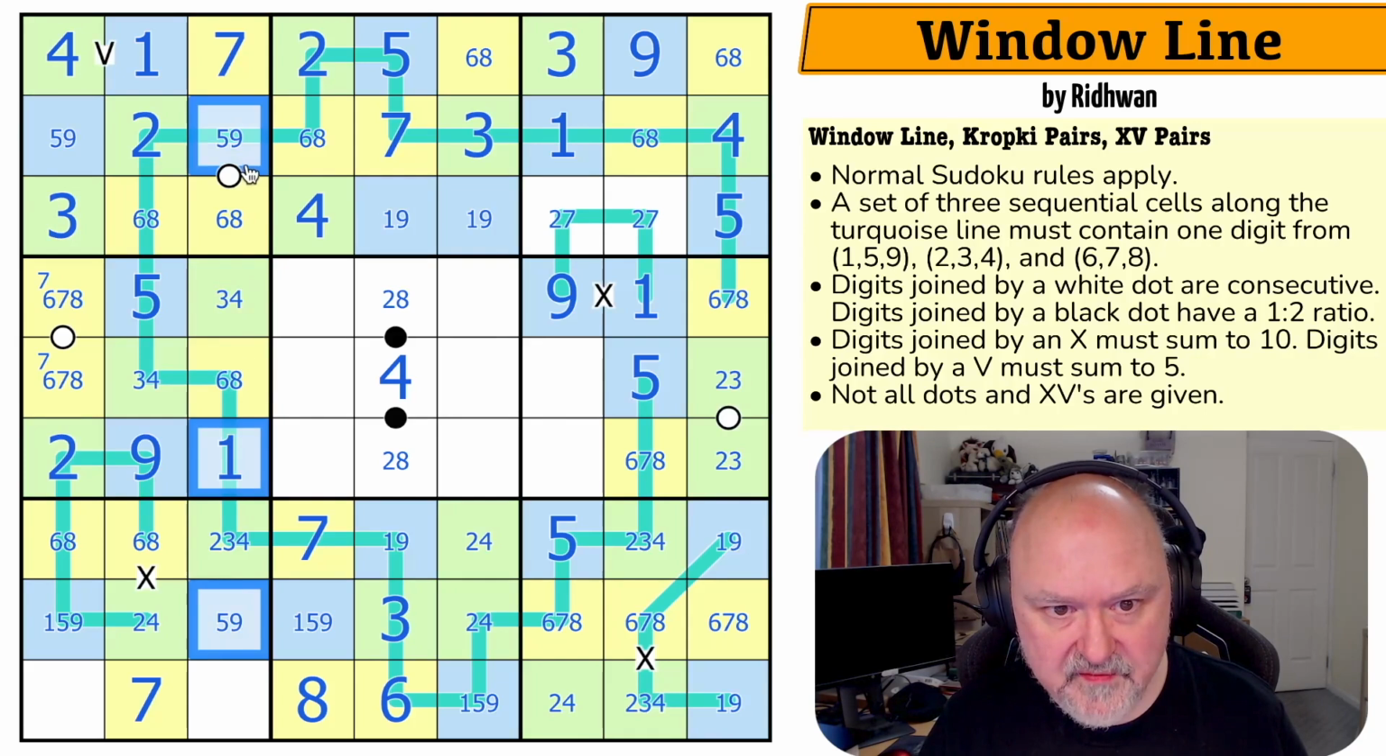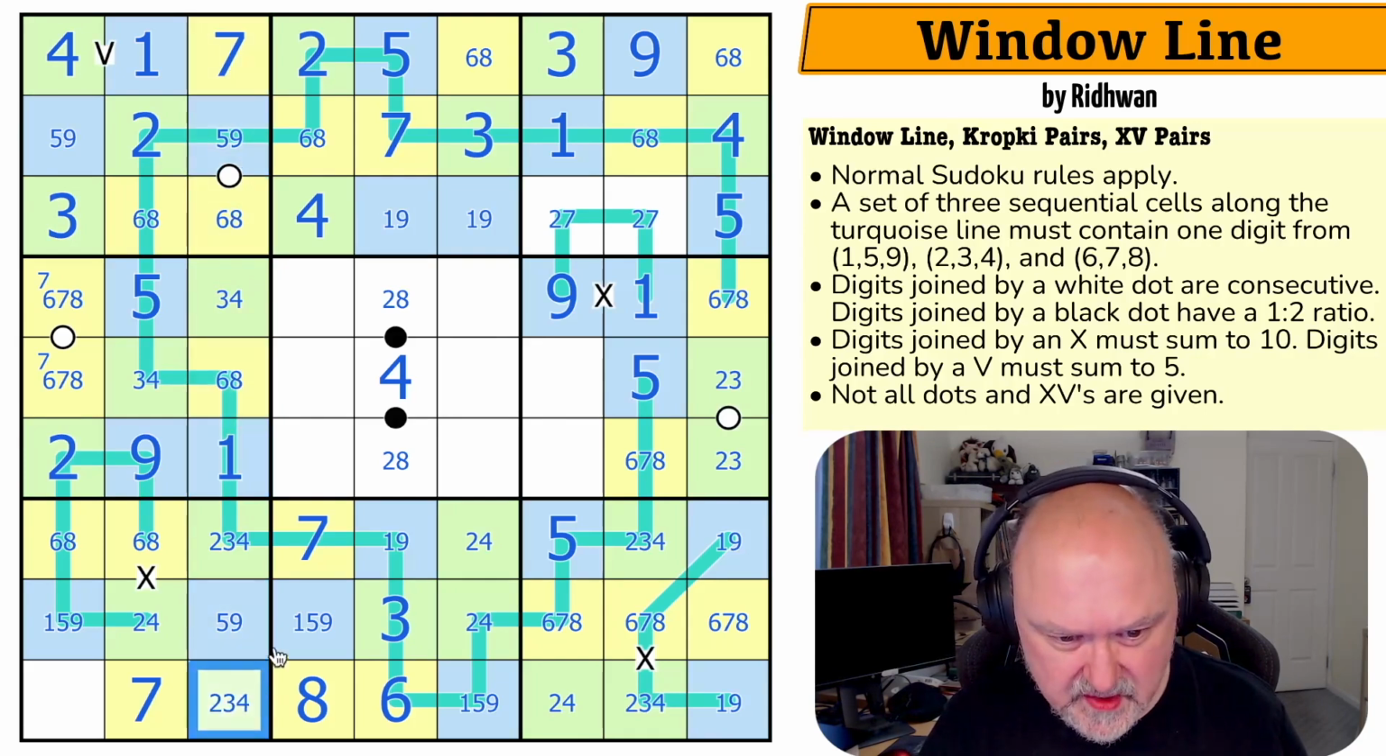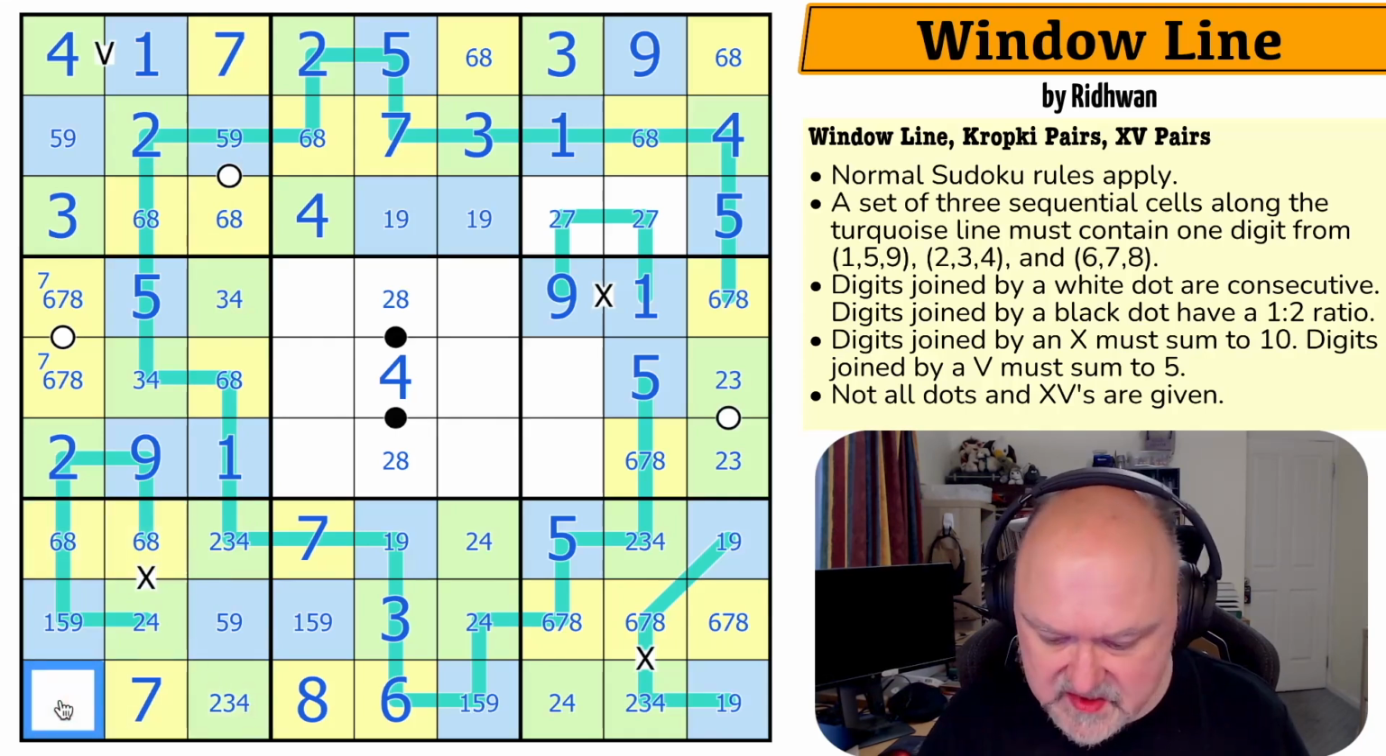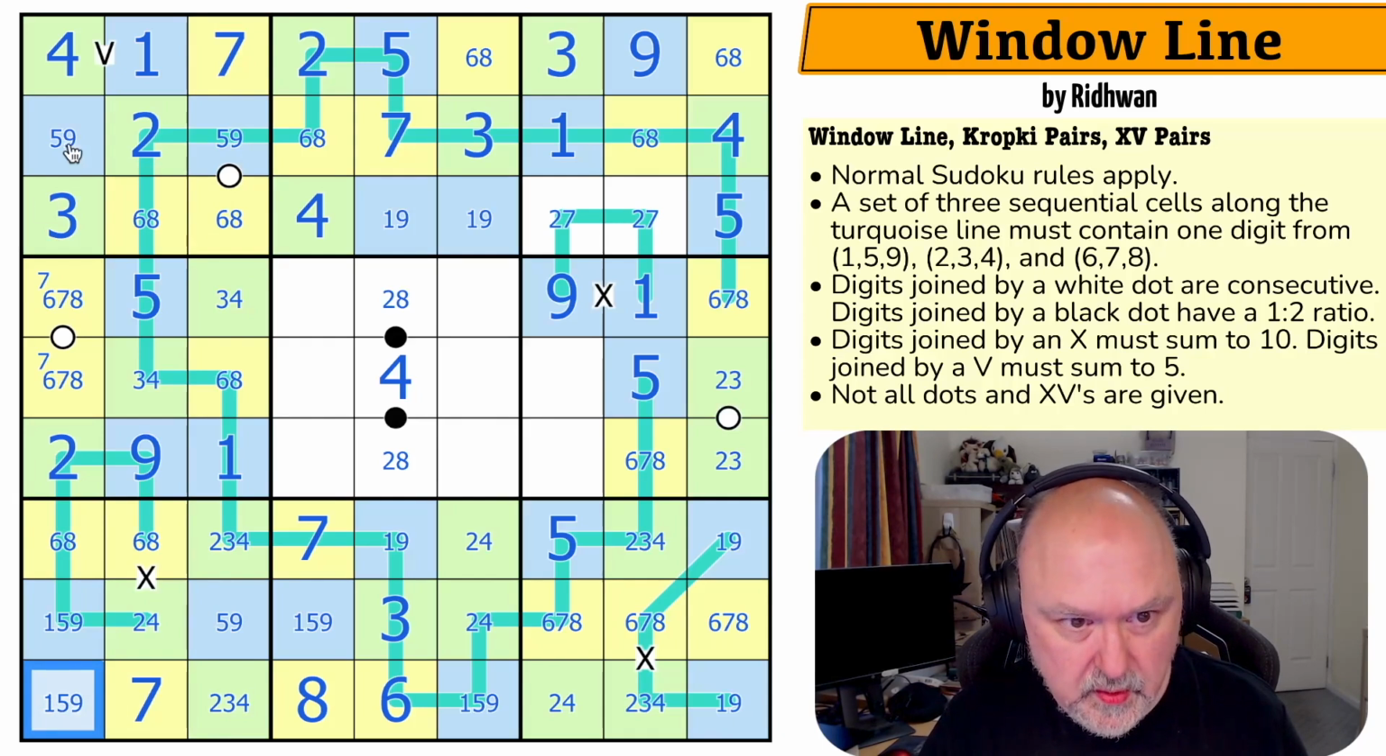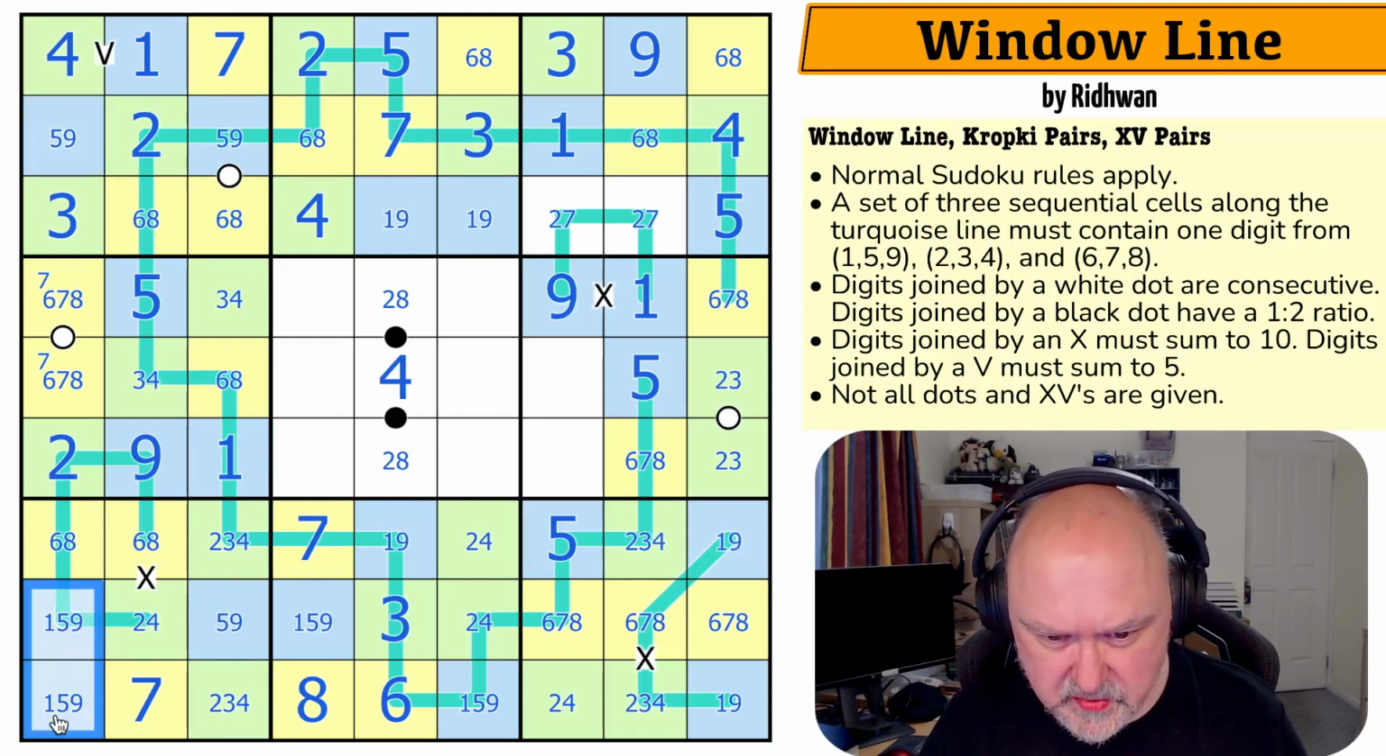Right, 1, 5, 9, 6, 7, 8. So this is from 2, 3, 4, and therefore is green. Now we've got all 3 yellows and all 3 greens. This is from 1, 5, 9, which is blue. 1 is in one of those 2.